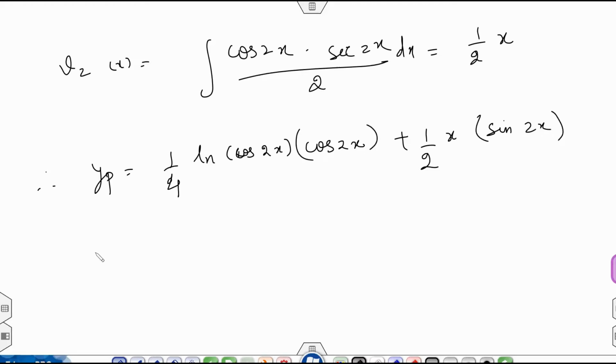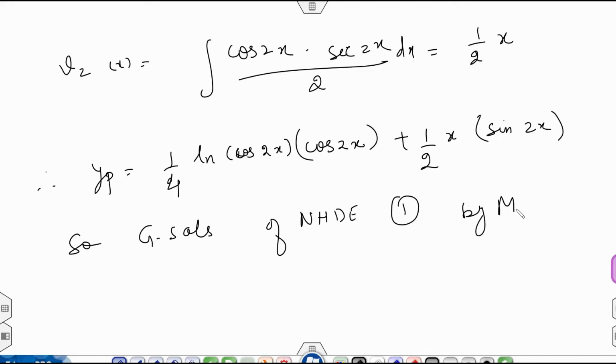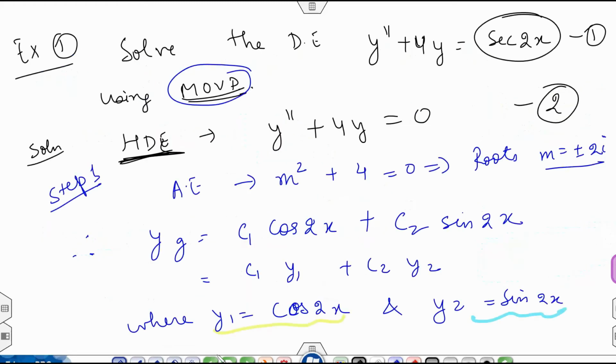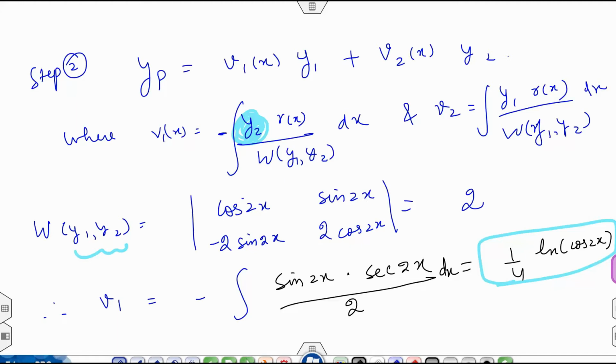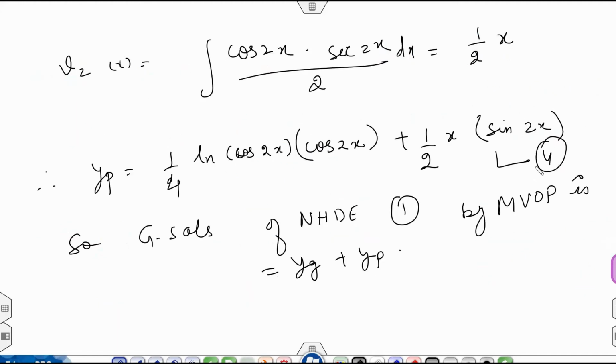So the general solution of the non-homogeneous differential equation 1 by the method of variation of parameters is yg plus yp. For simplicity, here yg is given by equation number 3 and yp is given by equation number 4.